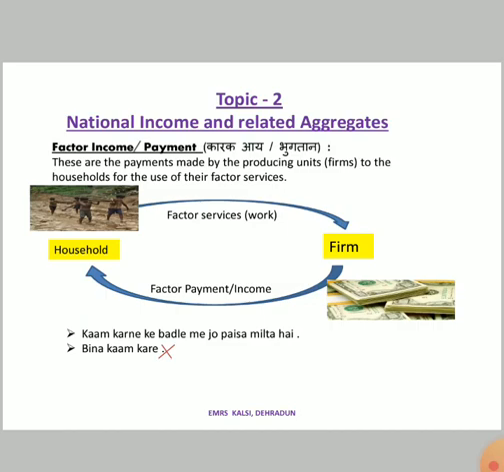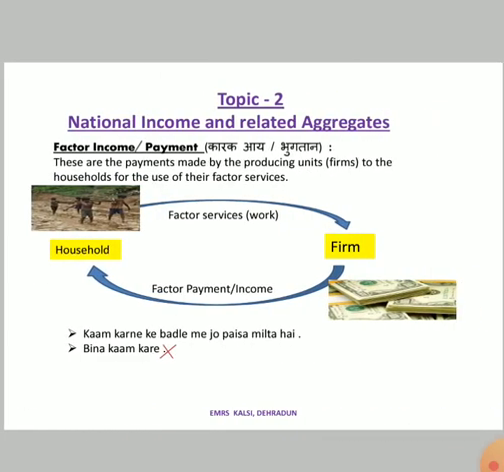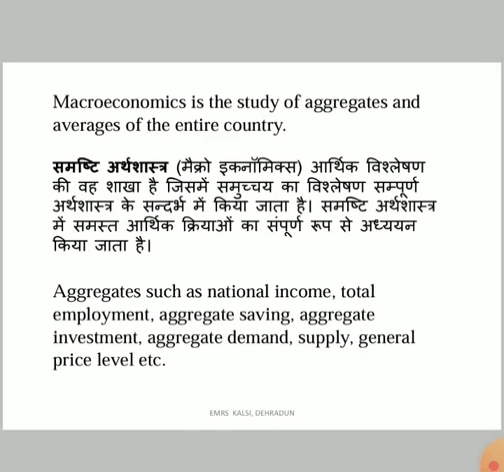So the first basic term, first let's see what is macroeconomics. In 11th class you might have studied about microeconomics. In microeconomics, we study about the individual unit, individual person, individual household, individual firm. The demand and supply, everything related to the individual unit, we study under microeconomics. In macroeconomics, we study about the aggregates and averages of the entire country, such as national income, total employment, savings, investment, demand, supply, price level, etc.